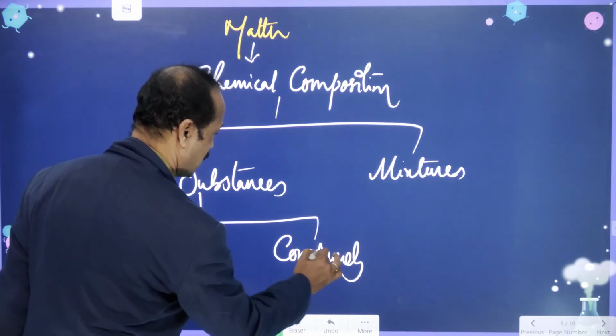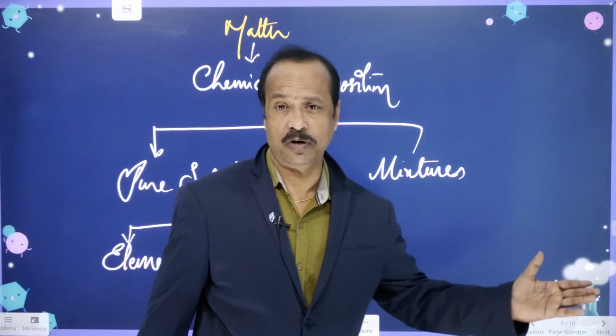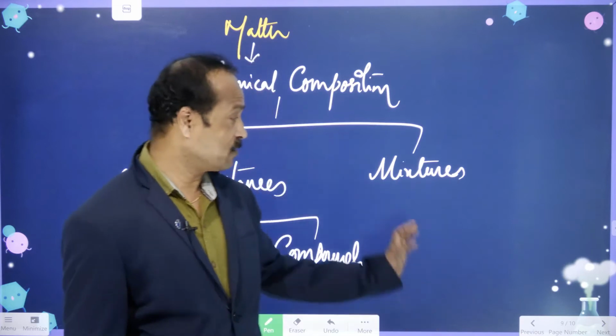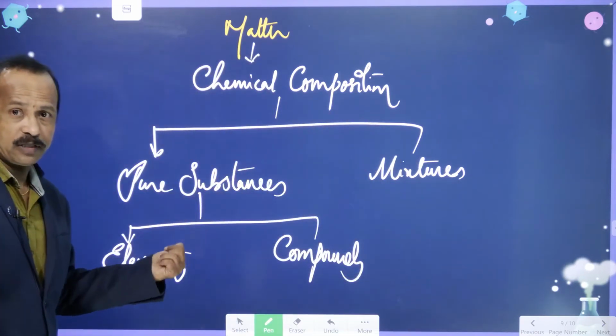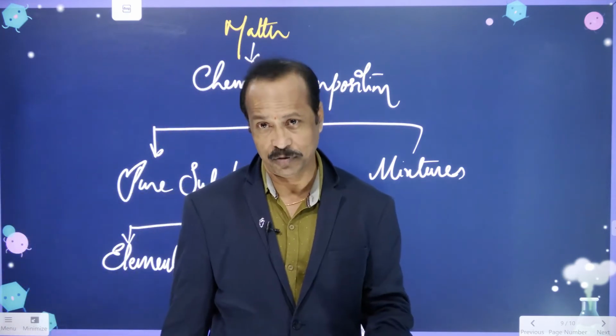Elements and compounds. Of course, mixtures are also classified into two types called homogeneous and heterogeneous. Now I am not going into that; we will discuss it later. For now, we come this way: pure substances are classified into elements and compounds.